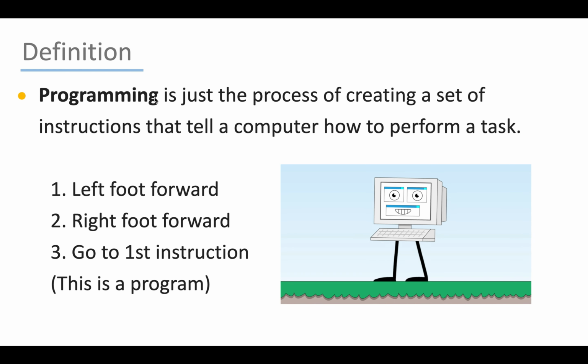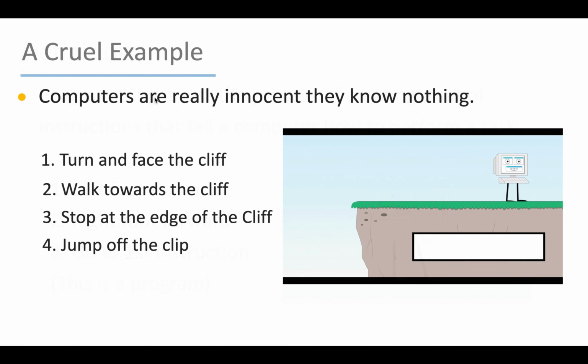So it was just a basic idea. We will learn about it more and more in the later videos. But for now, I have one more example for you, where I will show you up to what limit the computers will listen to you. So computers are really innocent. They know nothing. They will do whatever you ask them to do. So here, I have the same computer and let's call it Bunny. What I am going to do here is make this computer jump off the cliff. You are not a part of it right now. So for that, I have given him four instructions.